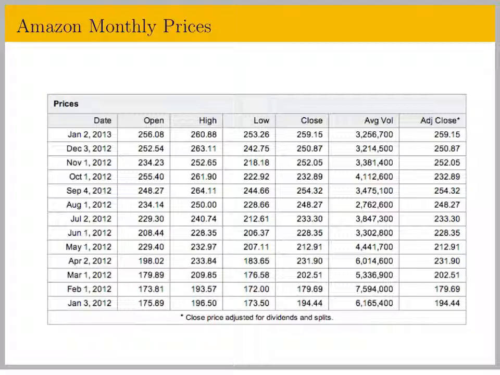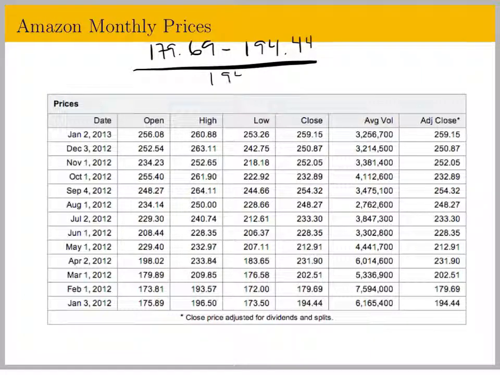And so your return over the whole month of January for just buying on the 3rd and selling on the 1st would simply be $179.69 minus $194.44, all over $194.44. What does that equal? Negative 0.0759 rounded. So that's a negative 7.59% return. You lost money over that month.